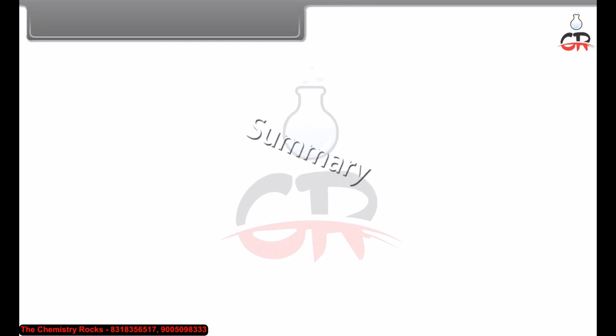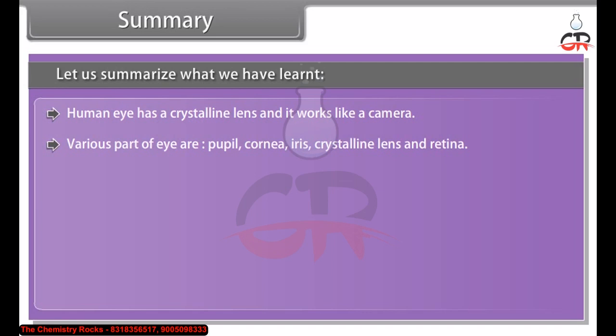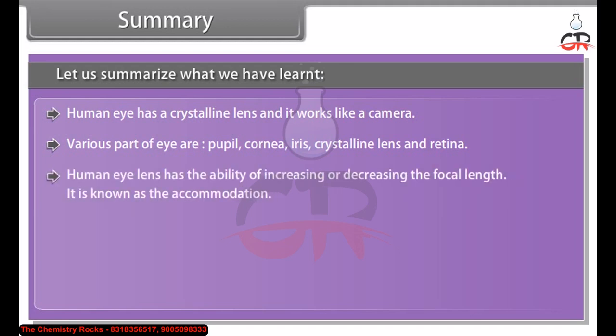Summary. Let us summarize what we have learned. Human eye has a crystalline lens and it works like a camera. Various parts of the eye are pupil, cornea, iris, crystalline lens, and retina. The human eye lens has the ability of increasing or decreasing the focal length. It is known as accommodation.